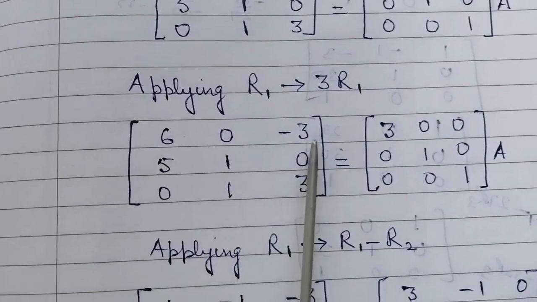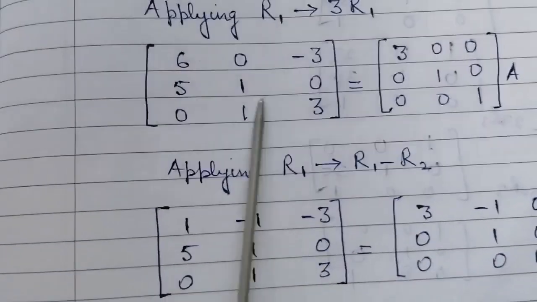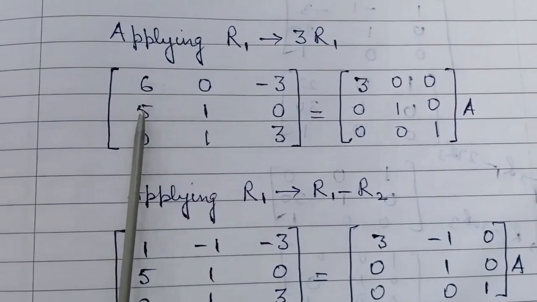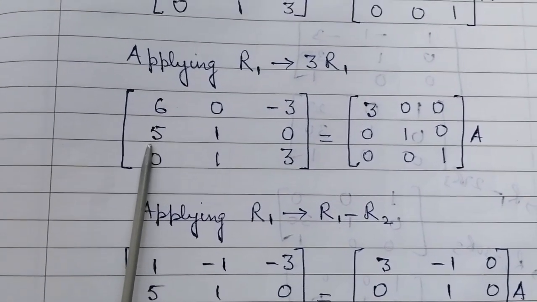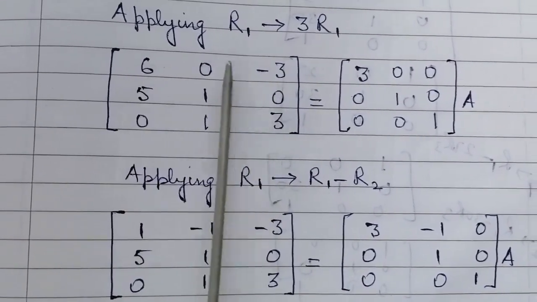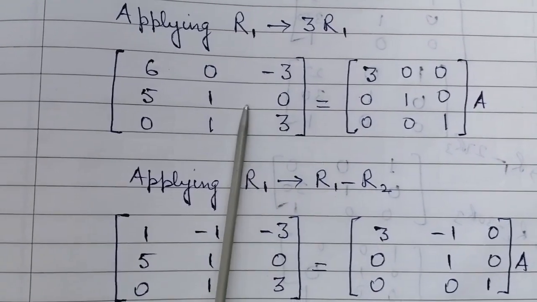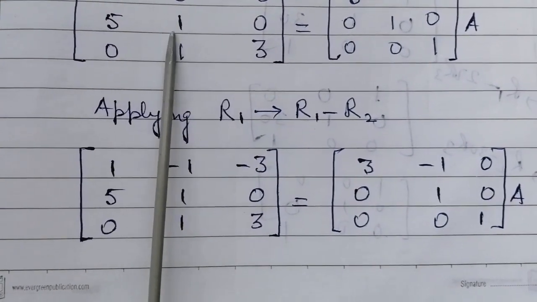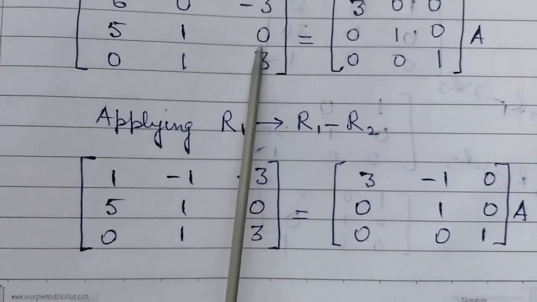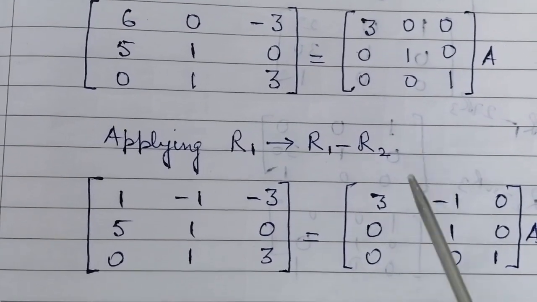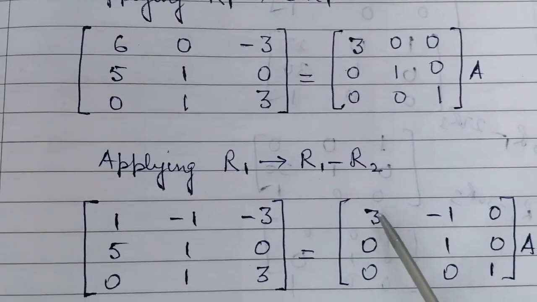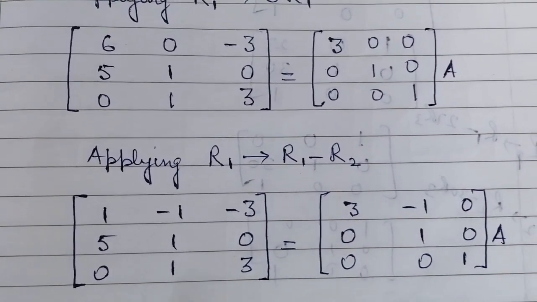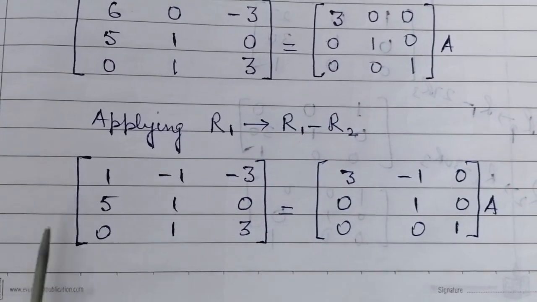So I get 6 0 minus 3, 5 1 0, and so on. These rows will remain unchanged, and here also, right? Now 6 minus 5 will be 1. So on R1 I apply R1 minus R2 on this matrix as well as on this side. So 6 minus 5 will be 1, 0 minus 1 will be minus 1, and minus 3 minus 0 will be minus 3 only. Here R1 minus R2, 3 minus 0 will be 3, 0 minus 1 will be minus 1, and 0 minus 0 will be 0 only.